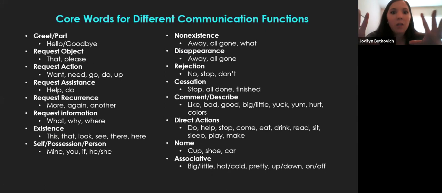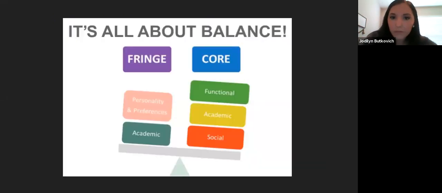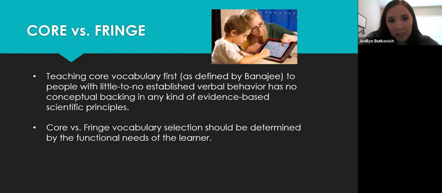So these will be the meat of what we're modeling. So we can use this and then add a word. So just think of it that way. You can use core vocabulary and then add on to it. It's fine to use fringe vocabulary as long as we're using this to model language. And like I said, it's all about balance.